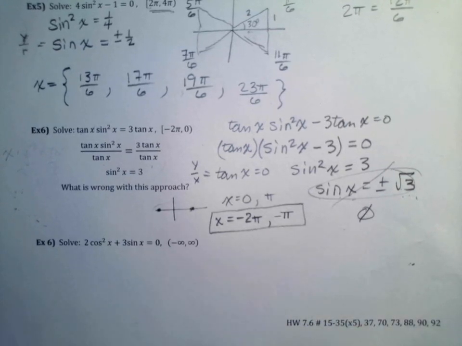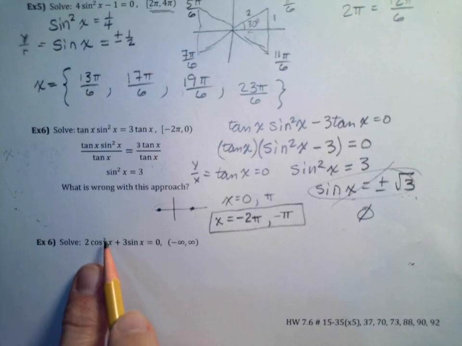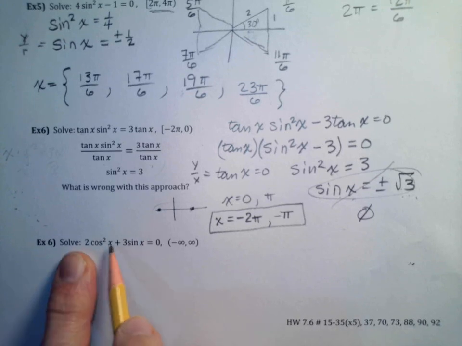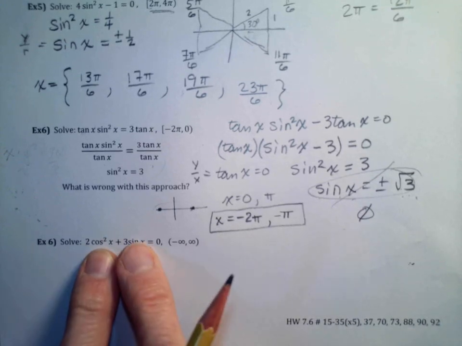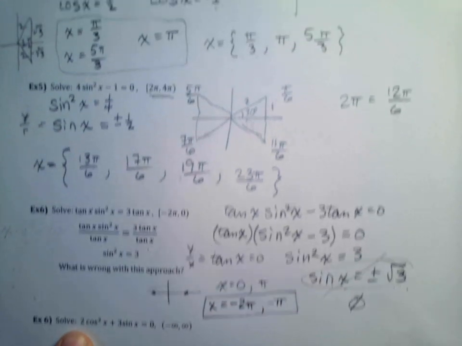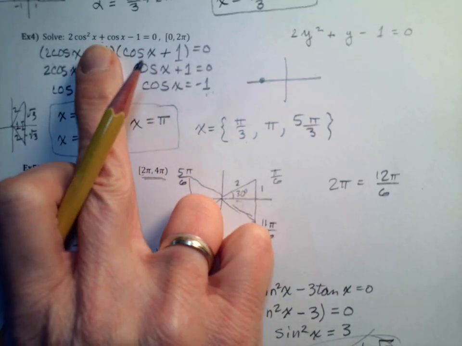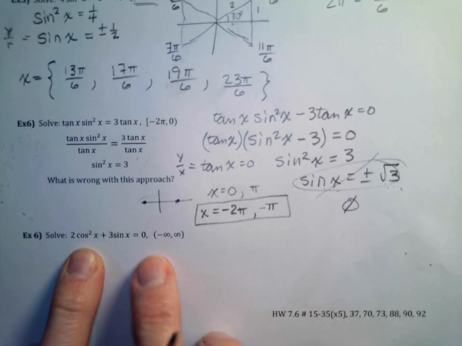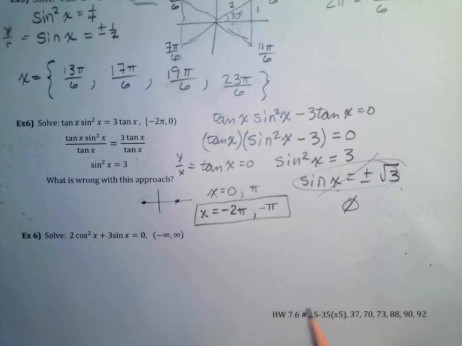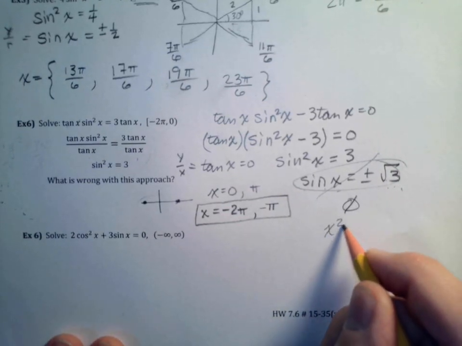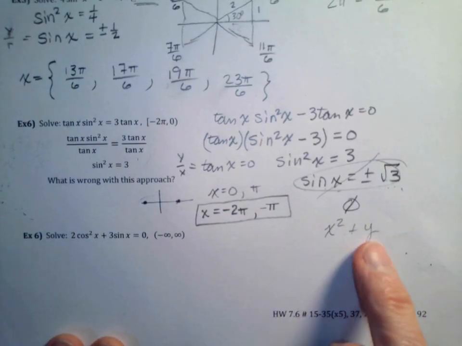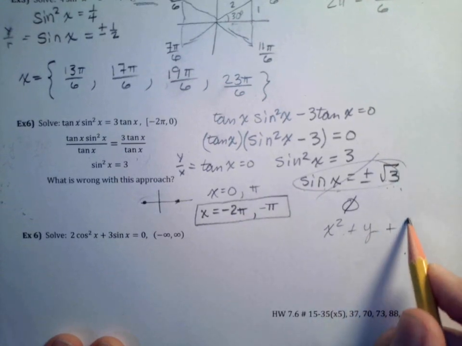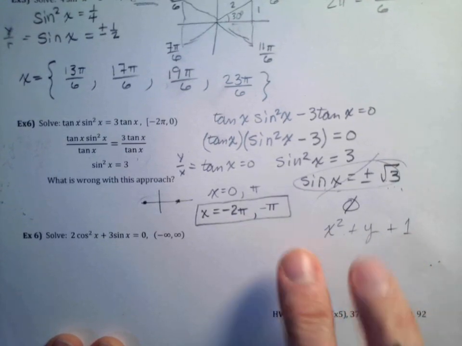Okay, so I'm assuming you paused the video and you've tried this one. Remember, I have a cosine squared and a sine, so that's not going to help me. If it was cosine and cosine, then I could do some factoring, like up in number 4, where I had cosine squared and cosine. I could factor that. But here it's cosine squared and sine. I can't factor those. It's like saying an x squared plus a y plus 1. I can't factor this trinomial because they're not the same.